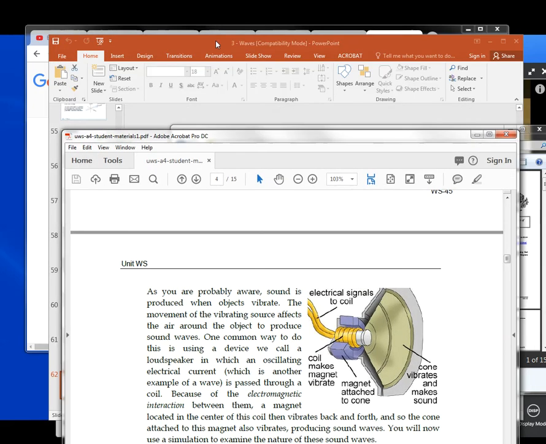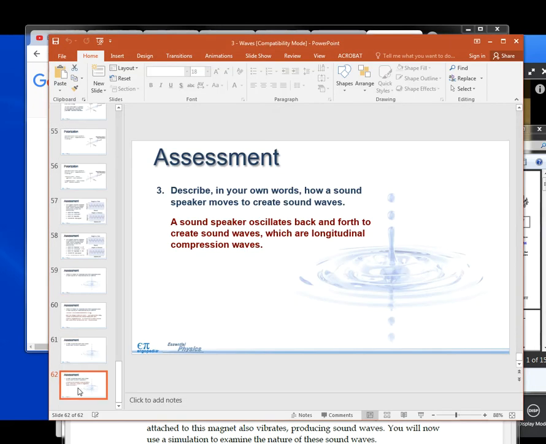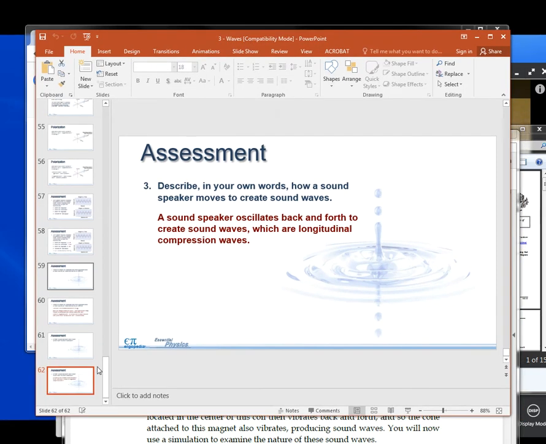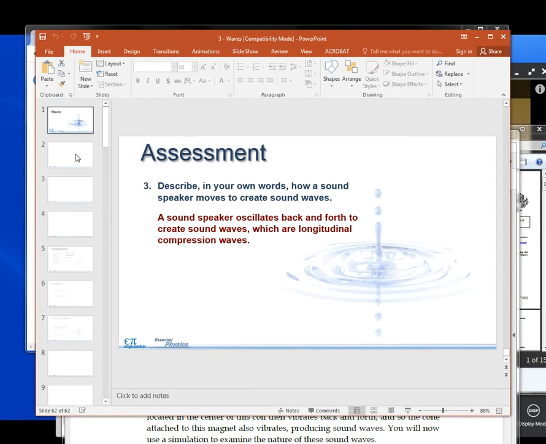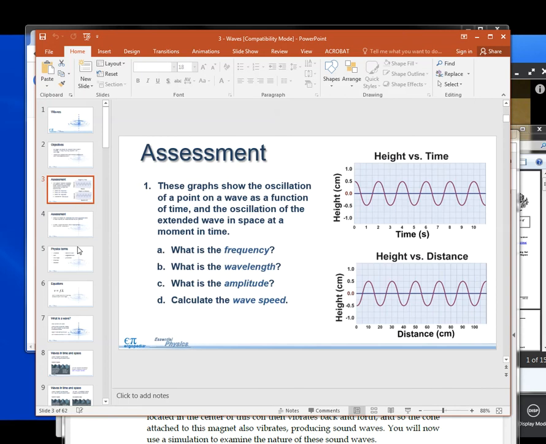So that is a good reminder for you of how a speaker is creating sound, and if you understand that, and you understand how to calculate the frequency, wavelength, amplitude, and wave speed, then you're in good shape for understanding how to answer some of the homework questions and getting yourself prepared for our next exam.